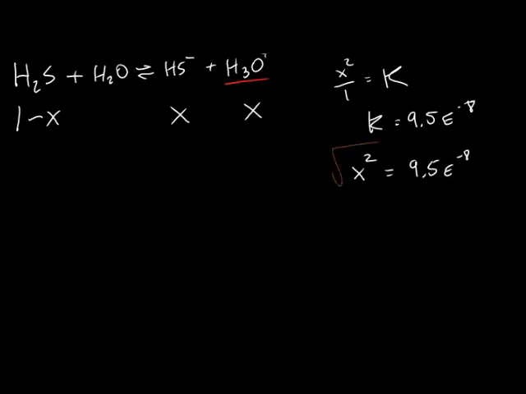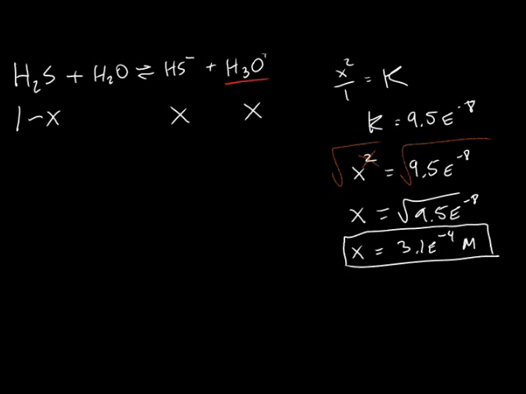Then to find X, we take a square root on both sides. This will cancel out the square, leaving just X behind. We go to a calculator and find the square root. We'll end up with 3.1 times 10 to the negative 4 molarity. Again, since our X was small, we can say that 1 minus 3.1 times 10 to the negative 4th is still very close to 1, so we can still just write 1. We can't do that with HS negative and H3O. We can just say that they are both 3.1 times 10 to the negative fourth.